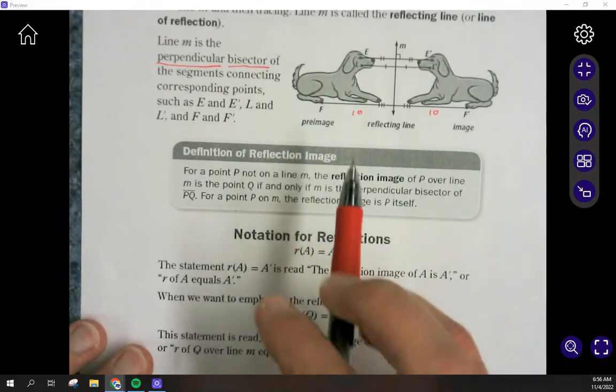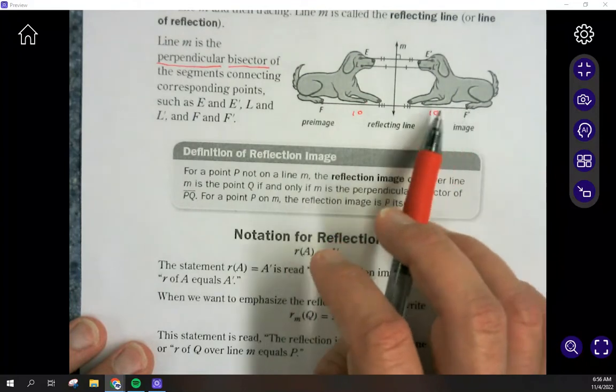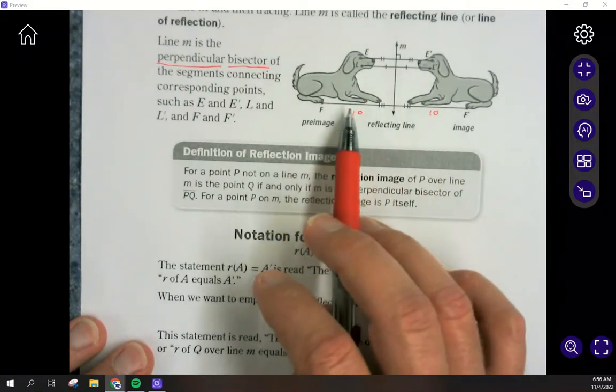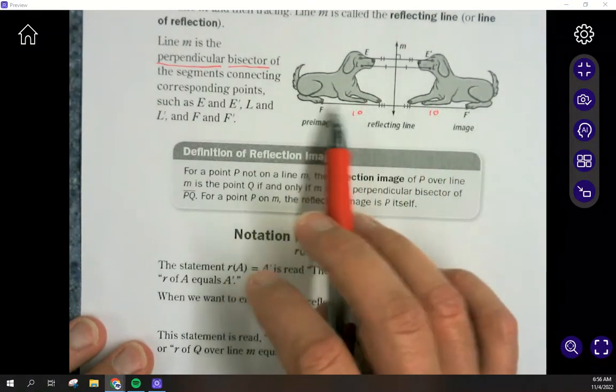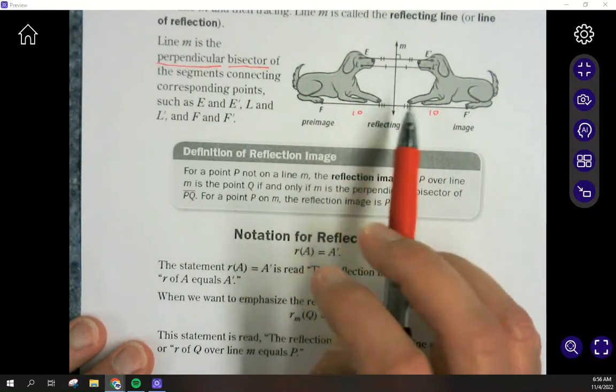But the key is that we understand the corresponding points are going to be the same distance on the other side, and the segment that connects corresponding points is going to hit the line of reflection at 90 degrees.